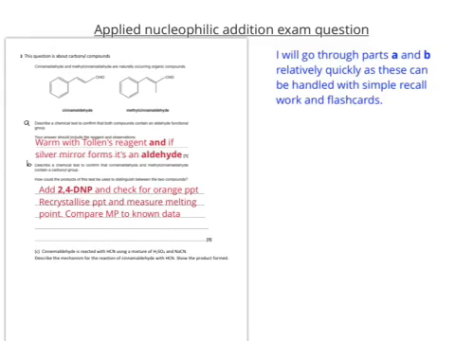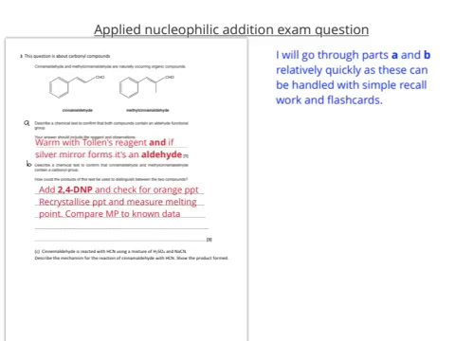The second one has 3 points you need to make. First one is to add 2,4-DNP and check for the formation of an orange precipitate. That would only happen in the presence of a true carbonyl such as an aldehyde or a ketone. And then you recrystallize your precipitate and measure the melting point, and you compare the melting point to known data.